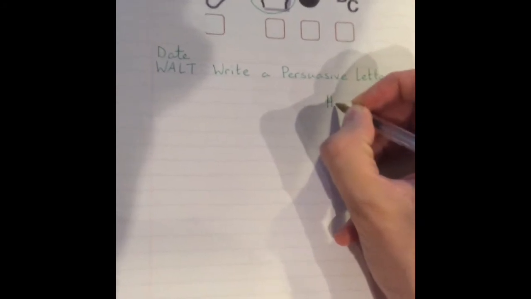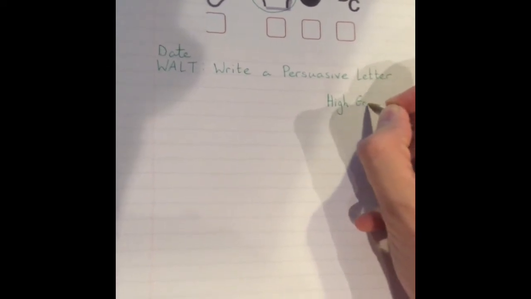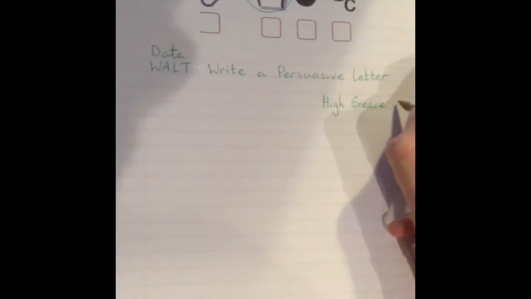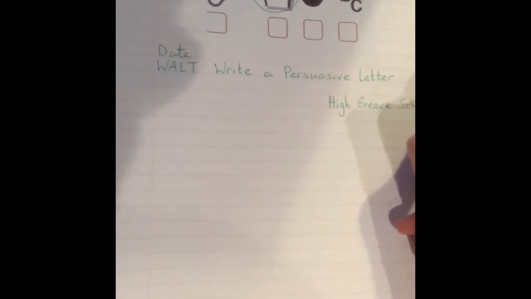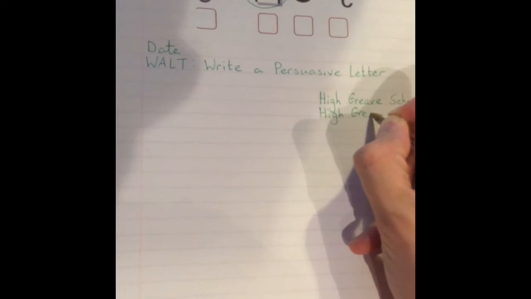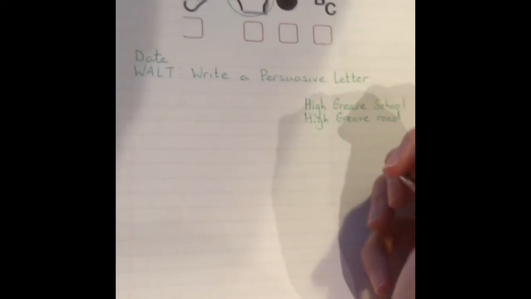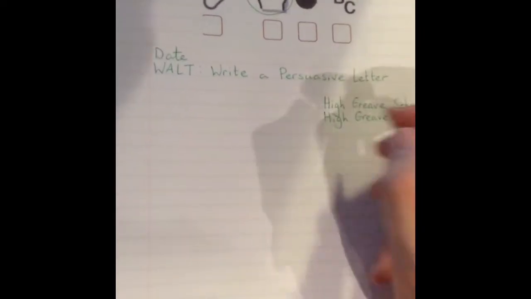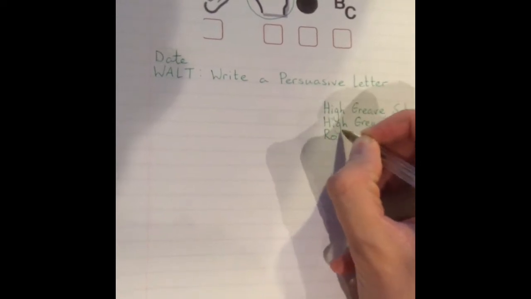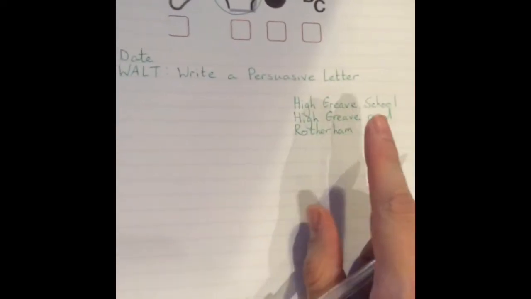So up here we're going to put High. Remember the capital letter, capital G, High Grieve School. Then it goes High Grieve Road. So remember a capital H again. High Grieve Road. Road doesn't need a capital letter because it's just a road. And then the next section of that was Rotherham, and again we spell Rotherham with a capital letter because it's the name of a town. So we have Rotherham. Okay, so we've got our address.